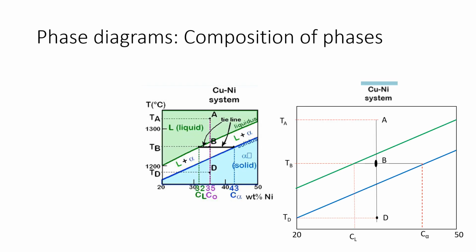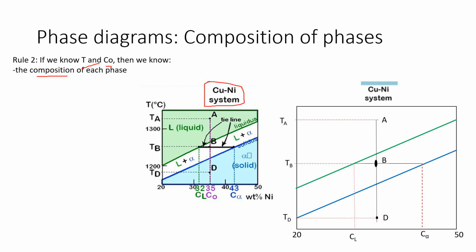Assalamu alaikum. Previously we were discussing the tie line and the lever rule. In this slide we want to explain further how we can find out the composition of each phase between the tie line. Attached are two examples of the copper nickel system, and we want to find out the composition of the different phases at the given lines.